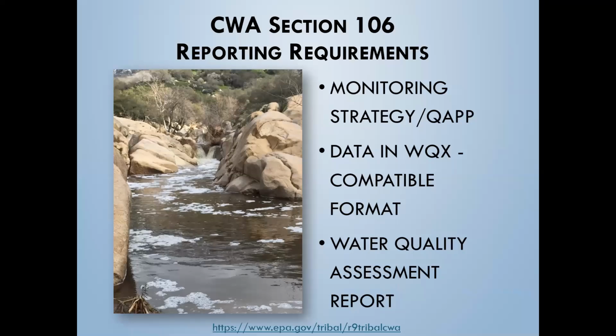So now we're going to take a closer look at the three main reporting requirements for 106 grant. The first is the Quality Assurance Project Plan, or QAPP, and monitoring strategy. In Region 9, these are usually compiled in one document together, but in some regions, this may be seen in two separate documents. The second is data in a WQX compatible format, and the third is a water quality assessment report. There may be other deliverables that you turn in for your Clean Water Act 106 grant, depending on the work plan tasks that you propose. But these are the three main components that must be turned in for every grant.